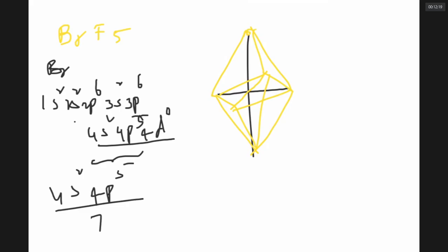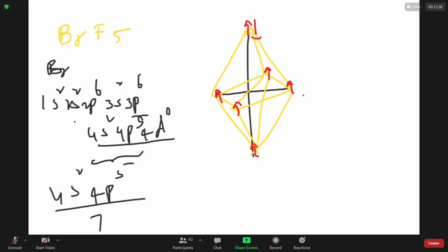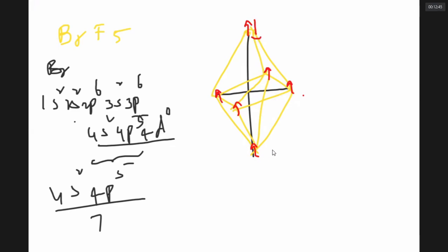Now I want to put 7 electrons. According to Hund's rule, this orbital gets 1, 2, 3, 4, 5, 6, 7 electrons. Have you noticed one of the hybrid orbitals got an electron pair? It cannot be involved in bonding. Yes, it is a lone pair.